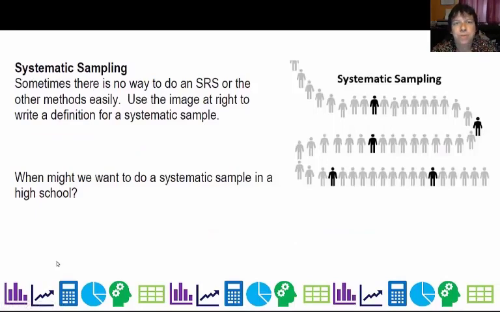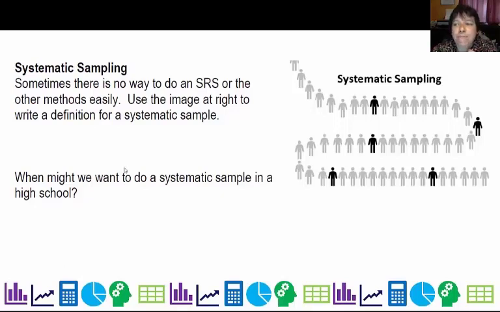Sometimes people are moving around so much that you really can't pin things down and do clusters or stratified sampling. There's still another technique we can use that includes a little bit of randomization to avoid bias. And this technique is called systematic sampling.